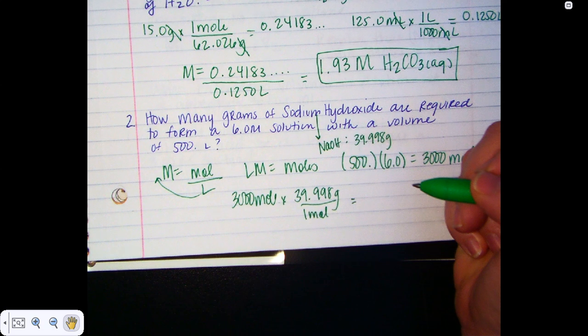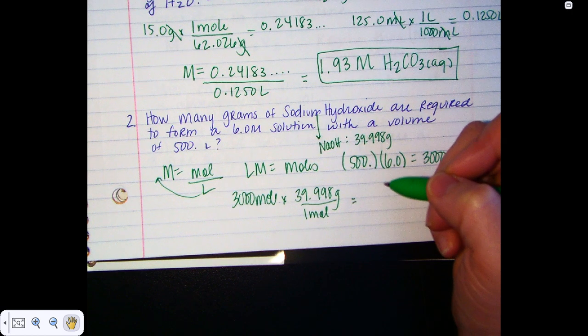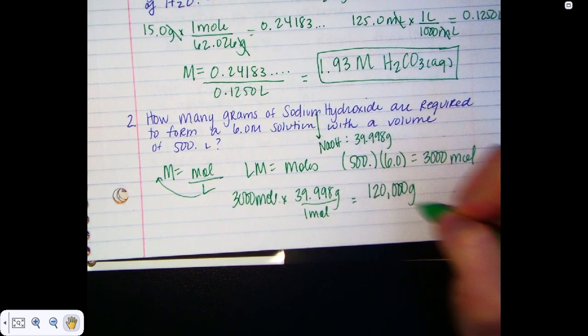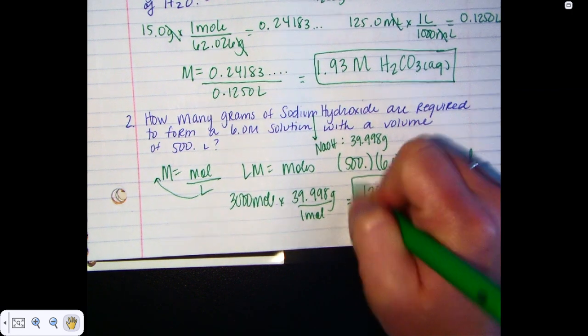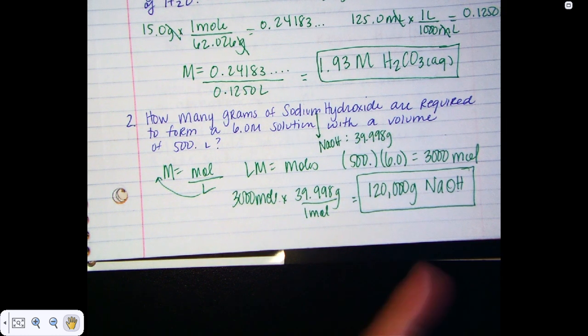And let's see, 2 sig figs, right? Yeah, 6.0 has 2 sig figs. So this comes out to 119,994, to 2 sig figs that'd be 120,000 grams of NaOH. All right. So we've solved for molarity, we've solved for moles, which then got us grams.